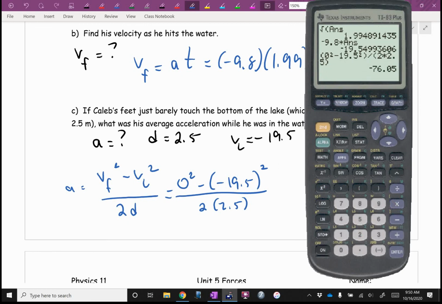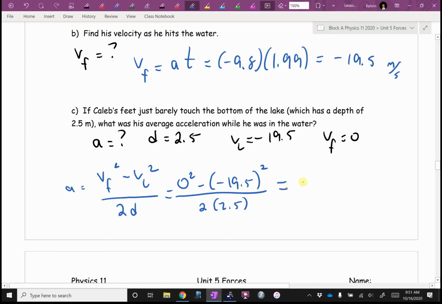I get negative 76.05, meaning slowing down, or if I'd let the D be negative, I'd get a positive answer, which would mean in the opposite of negative direction, up, which is slowing down. I'll call it negative 76.1. Yeah, about 7.5 Gs. This is owie.